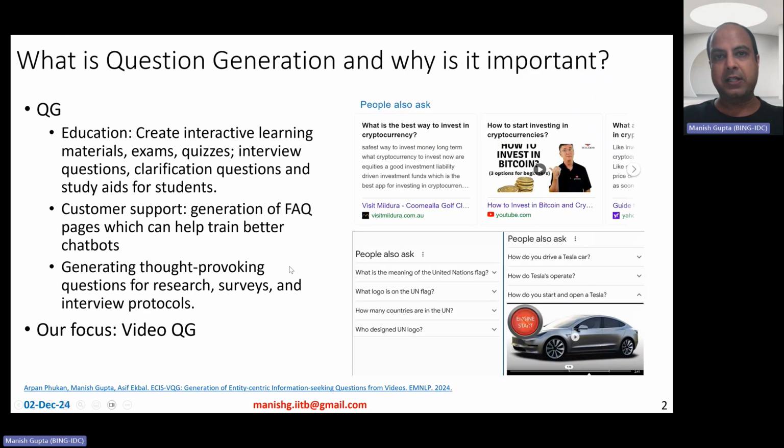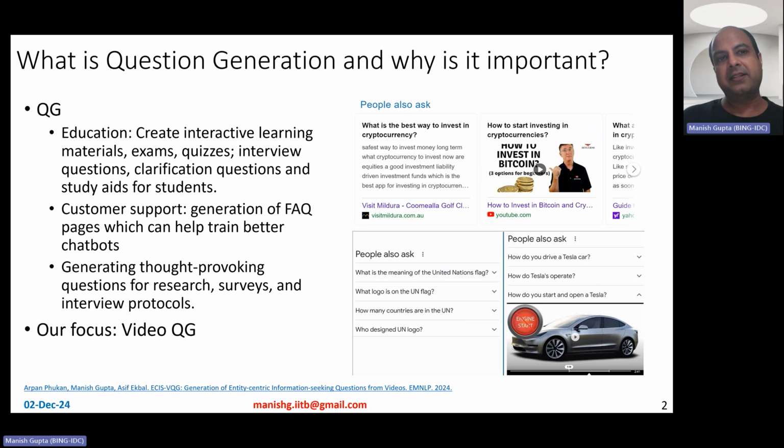This is the work that we did recently with my student Arpan and Professor Asif Iqbal. So this work is in collaboration with IIT Patna folks. So let me get started. This work was also recently presented at EMNLP 2024.